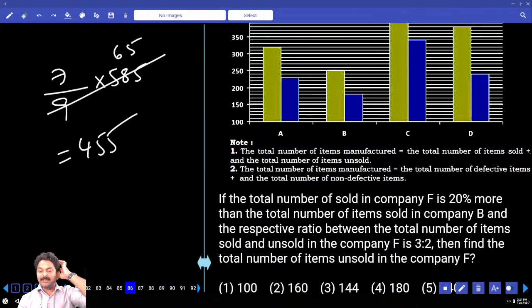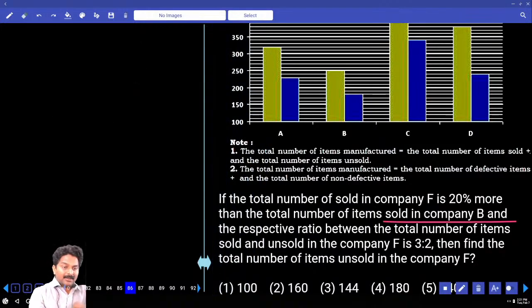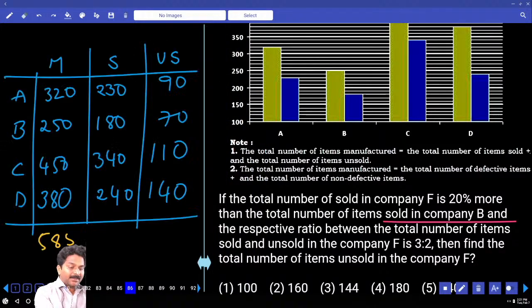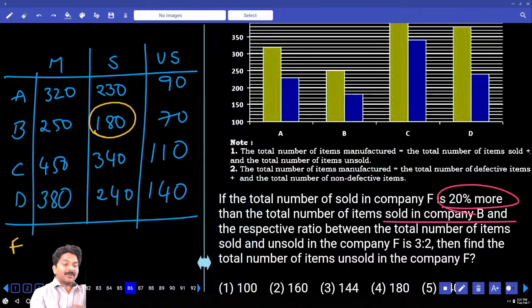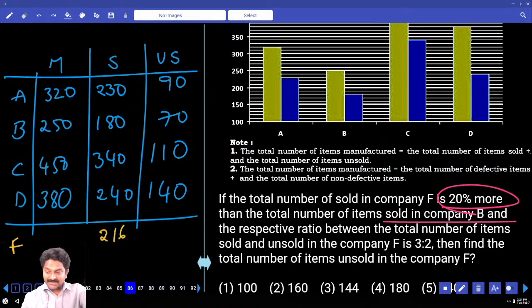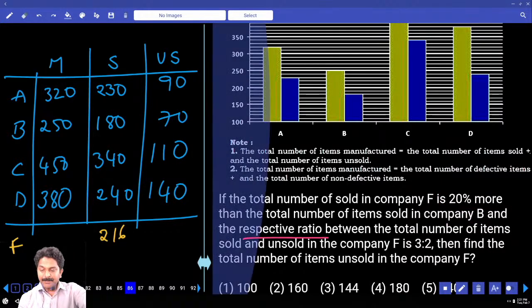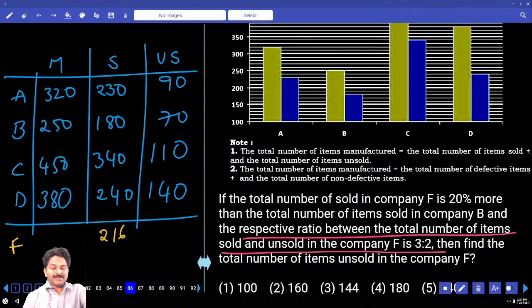If the total number sold in company F is 20% more than the number of items sold in company B, they are talking about sold items. In B we have 180. F sold items are 20% more. 20% is 36 more, so 216. The respective ratio between items sold and unsold in F is 3:2.